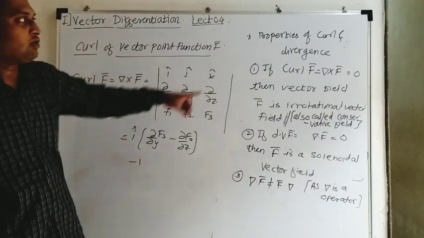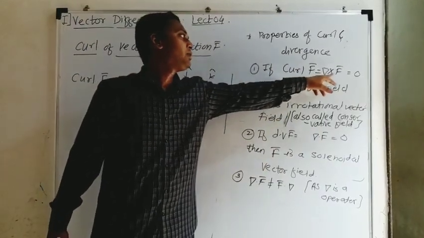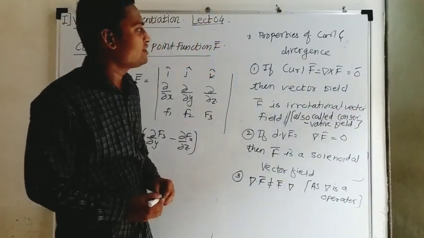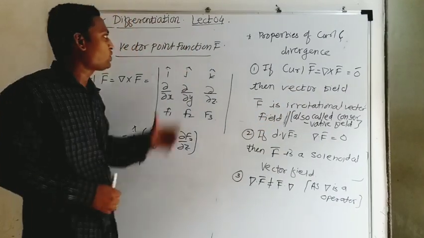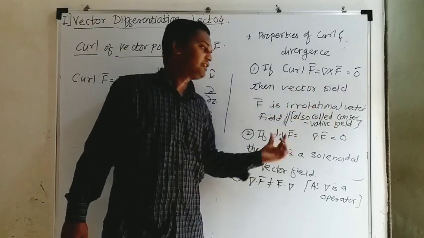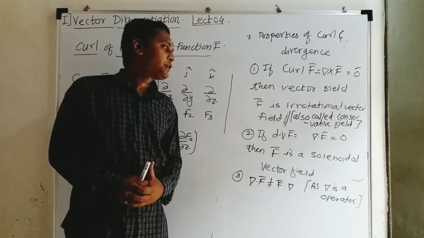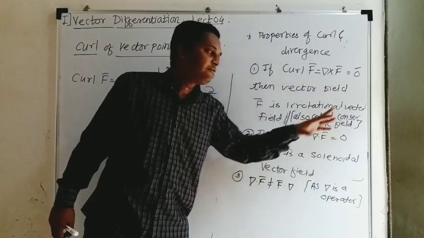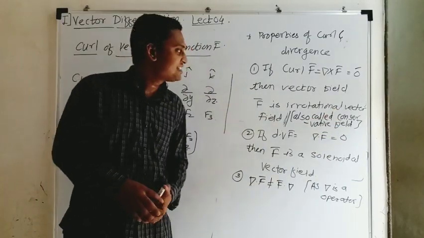Now after this I have written some properties of curl and divergence. The first property is about the curl of f bar, del cross f bar. Whenever you obtain the curl of f bar as the zero vector, then the vector field f bar, the vector point function also called a vector field, is an irrotational vector field. Yes, whenever you get the curl of some vector field as 0 bar, you can call that field an irrotational vector field. It is also called a conservative field. Whether you use the word irrotational or conservative, it is one and the same thing.